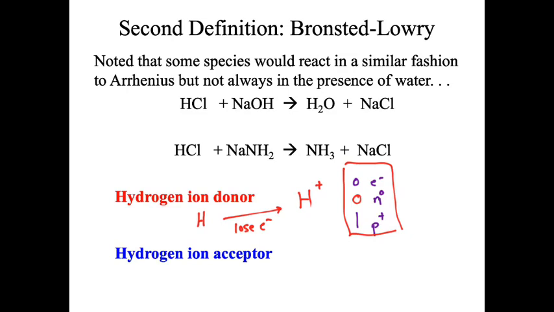Instead of calling a Bronsted-Lowry acid a hydrogen ion donor, I also said it was a proton donor. Why would I call it a proton? What is a hydrogen ion? Literally just a proton. So you will hear reference for our Bronsted-Lowry definition as both hydrogen ions or protons. Why would we hear protons more often than hydrogen ions? It's shorter. So you will typically hear the Bronsted-Lowry definition revolving around protons, not hydrogen ions.